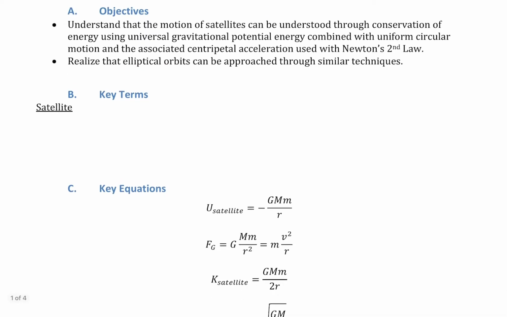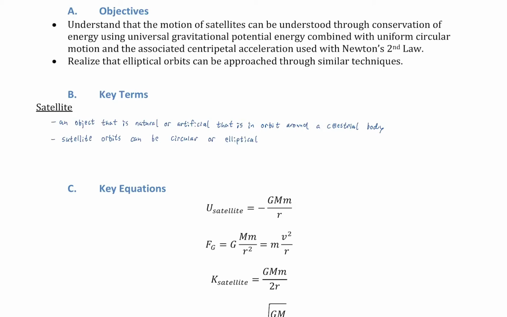Okay? All right, so let's define a satellite. It's an object, natural or artificial, that is in orbit around a celestial body. Satellite orbits can be circular or elliptical. Satellites must have a large enough velocity so that they can complete a curved trajectory around a celestial body. Because otherwise they would be in projectile motion in the traditional sense, like a parabola, and they'd eventually hit the ground, right? So the motion has to be fast enough that they never hit the ground.